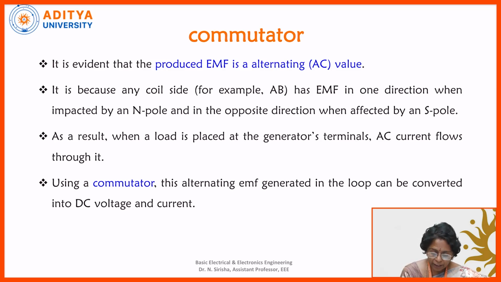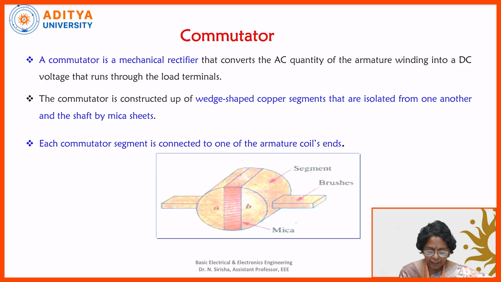So how this commutator works and how the commutator is constructed. See, this is the structure of the commutator. This converts AC to DC in the terminals. This commutator is constructed with the help of copper segments, and these copper segments are separated from each other by mica sheets, and these commutator segments are connected to the armature coil ends.